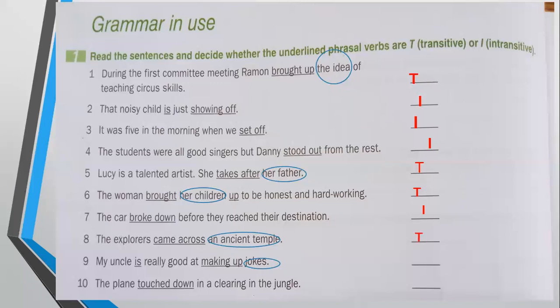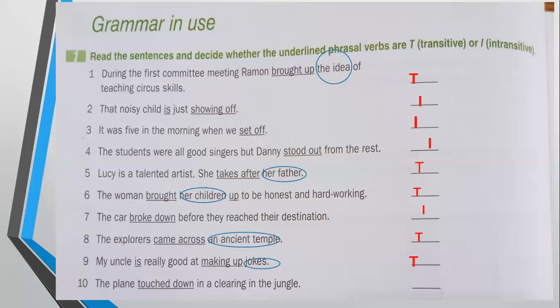My uncle is really good at making up what? Jokes. Okay, inventing, making up هون بيجي بمعنى to invent، يعني هو يختلق النكت. So here we have an object which is jokes, so it is a transitive phrasal verb.